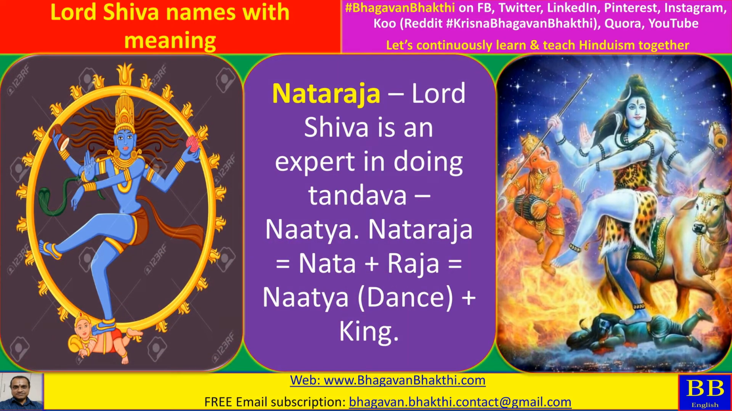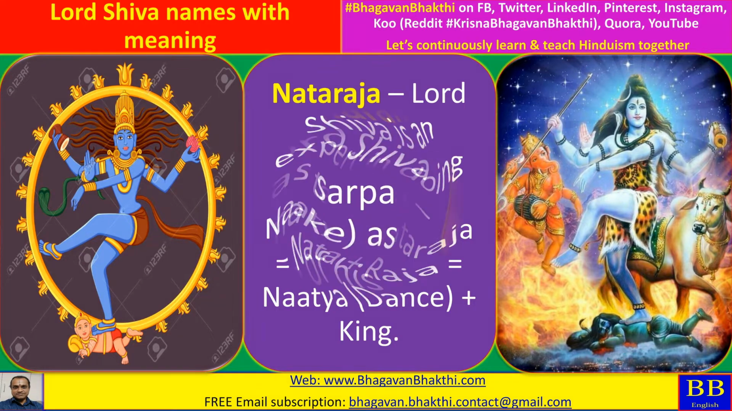Lord Shiva's next name is called Nataraja. Here Nata means he is the one who is doing the divine dance, and Raja means he is the head, the main one who does the dance. He is the king of this dance. That's why Lord Shiva is also called Nataraja.